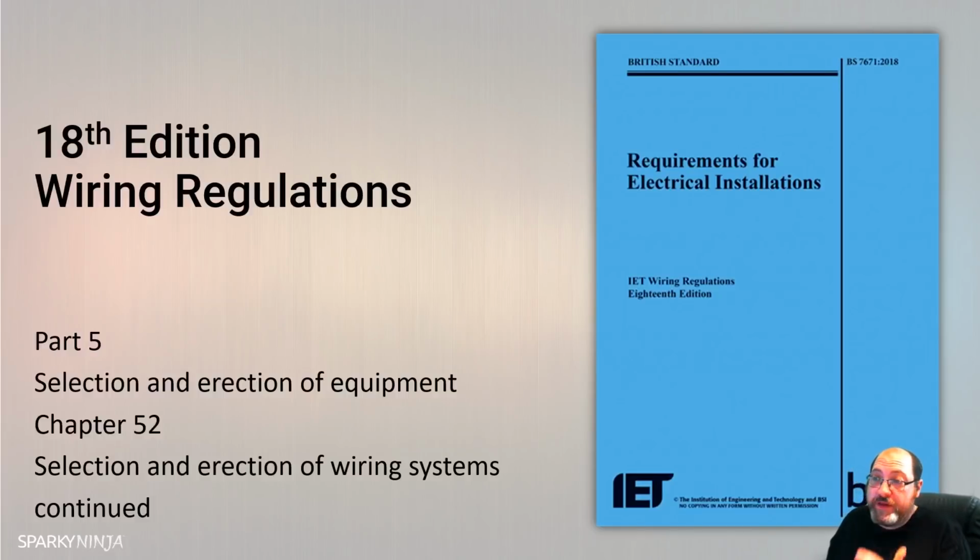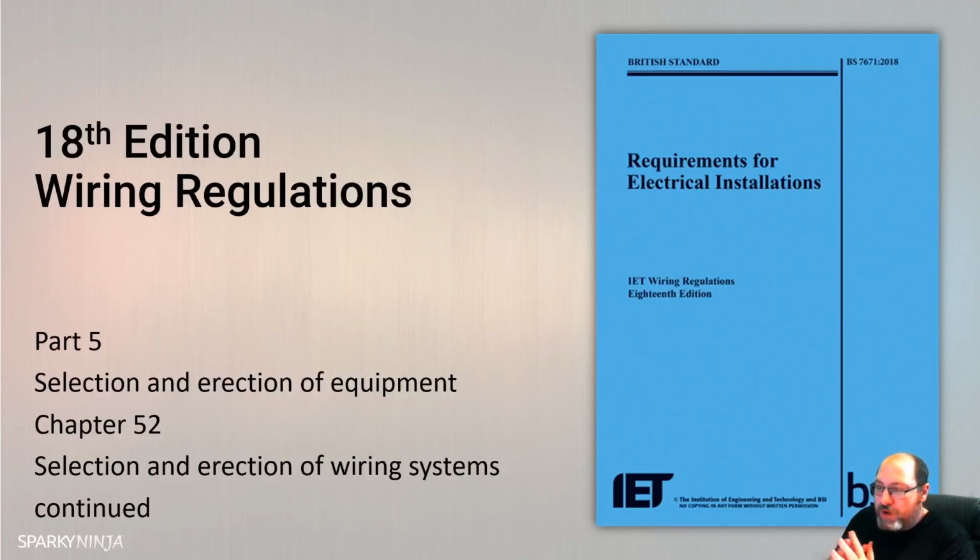We're going to continue with chapter 52. We're actually now at section 523, current carrying capacities of cables. We're going to do 523 and 525 kind of together in one process, and then 524 just thrown in at the end of that. I think that's probably the best way to do this.